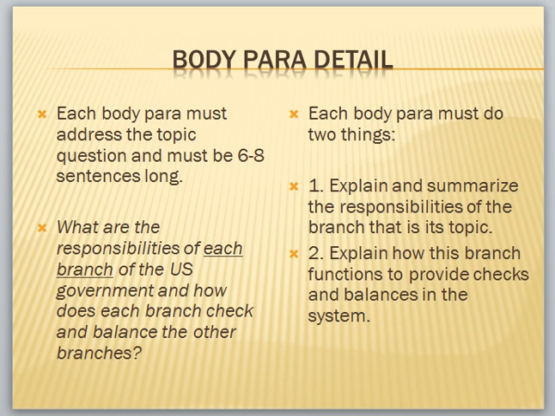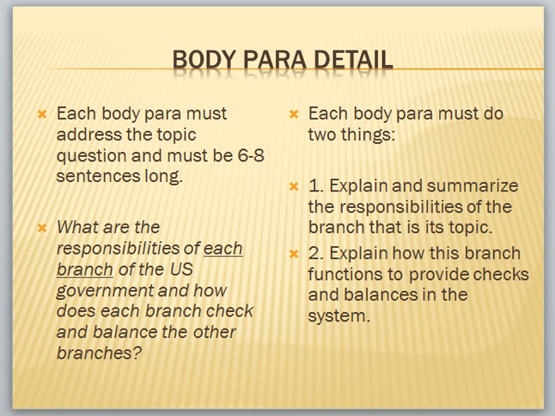Let's go again to body paragraph detail here. Each body paragraph must address the topic question and must be about 6 to 8 sentences long. That's a good paragraph. If you're going to write a 600-word essay, this is where you're going to need to be. So remember that our main question is, what are the responsibilities of each branch of the U.S. government? How does each branch check and balance the other?